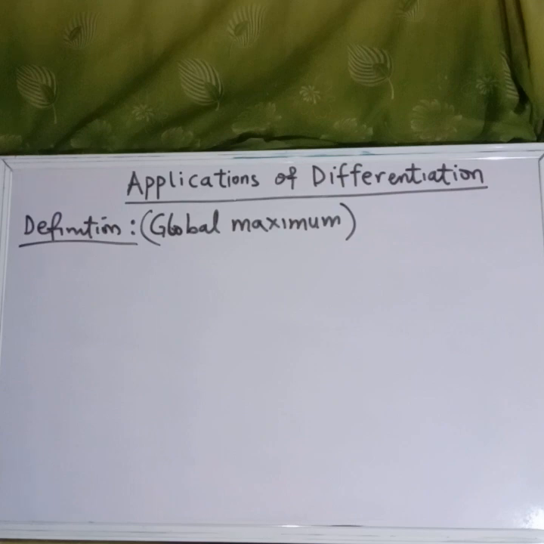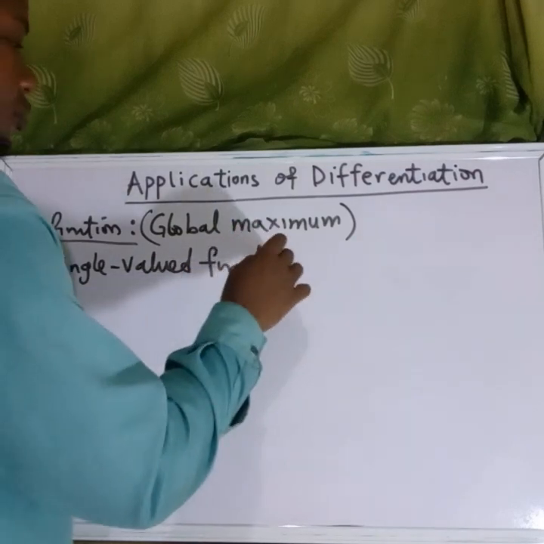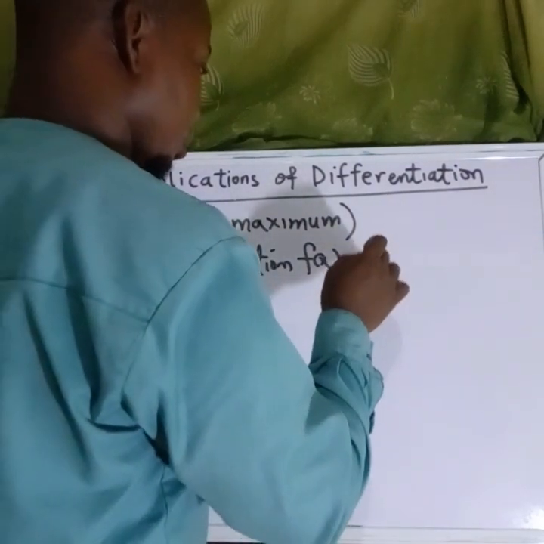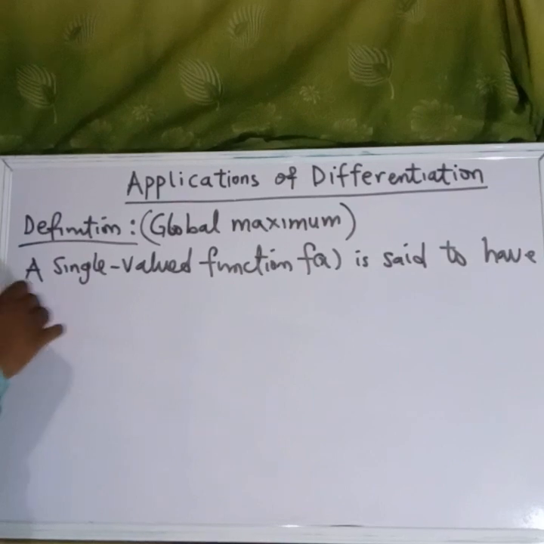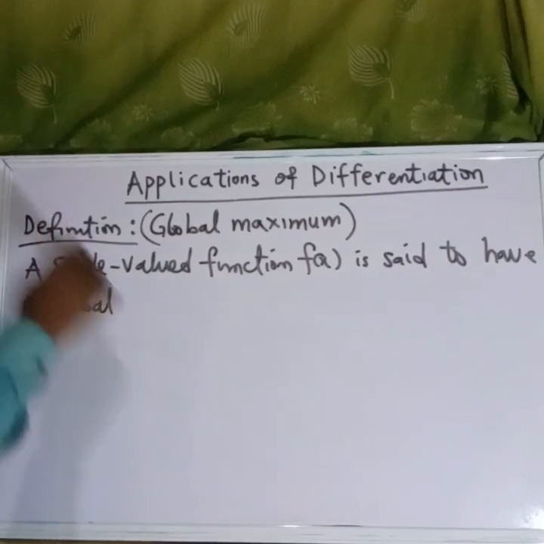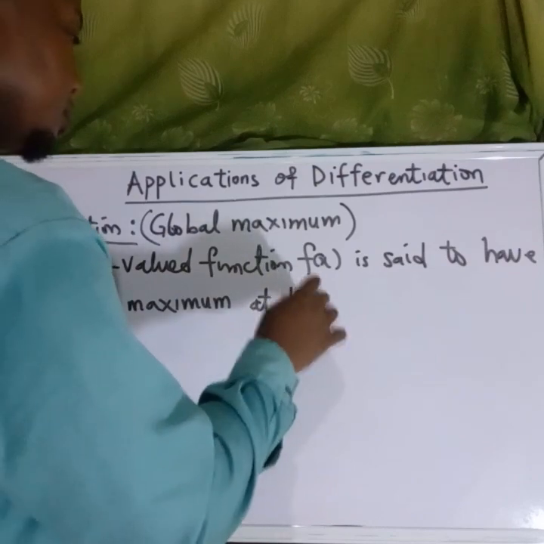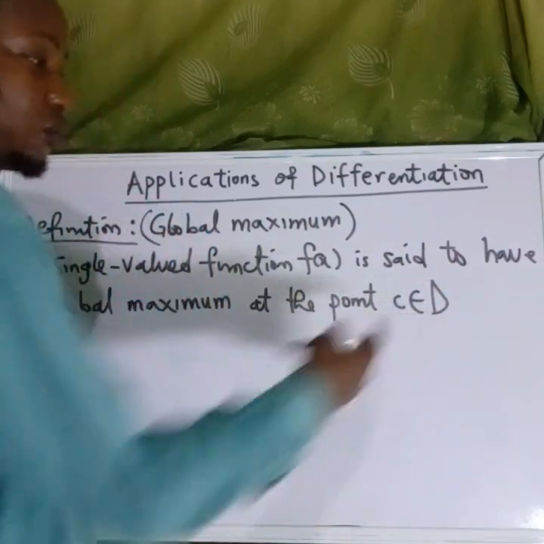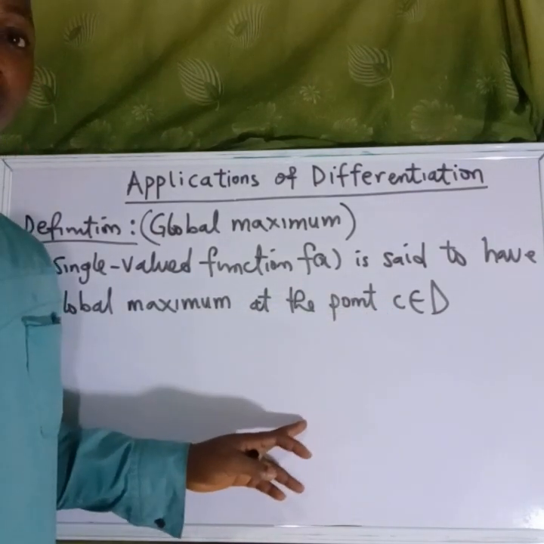So when we say global maximum, we mean a single valued function f of x is said to have a global maximum at the point C, a particular point in the domain D. Okay, so in our illustration, this point C is being referred to as the point 4 we have earlier.